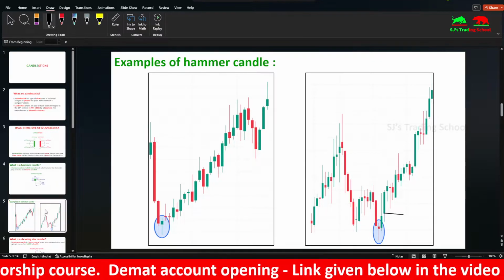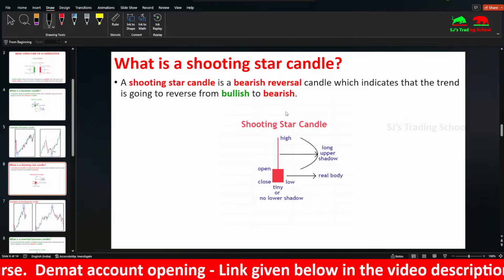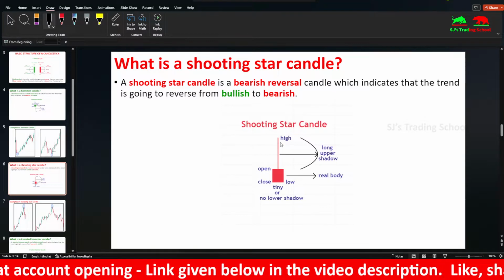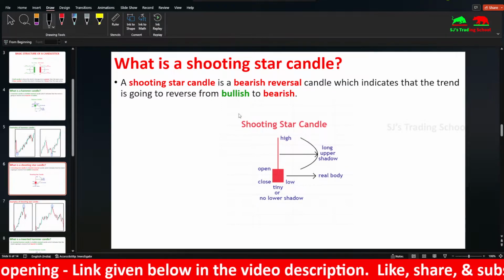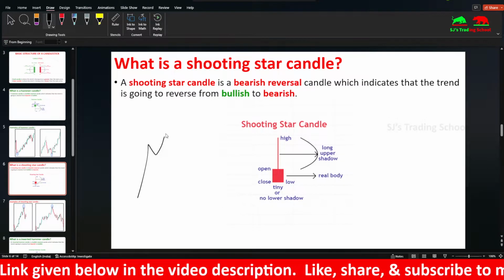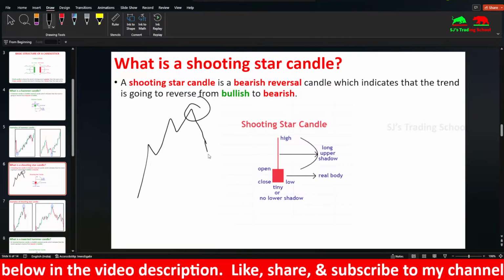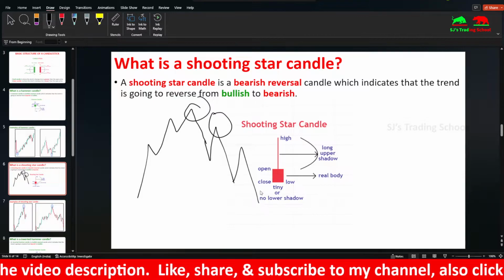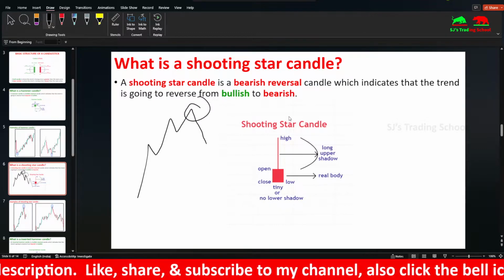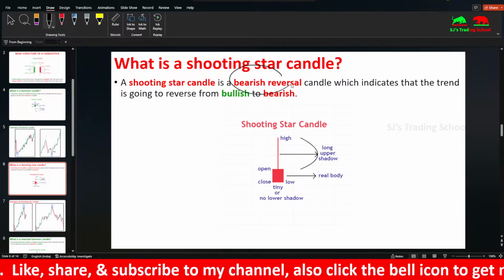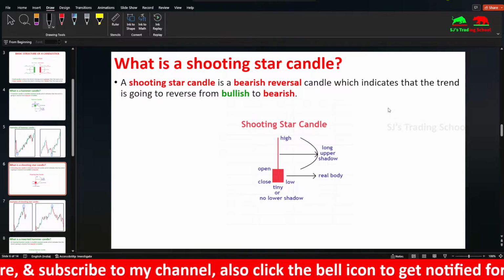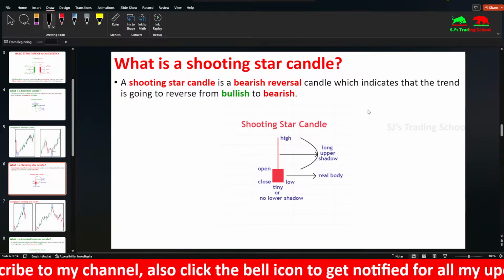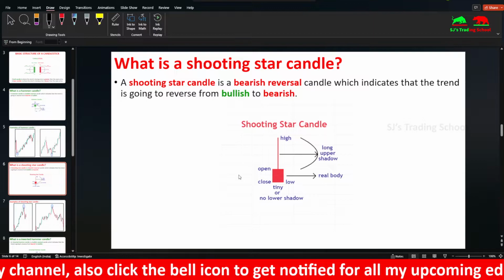So next, coming to the shooting star. This is the opposite of the hammer. This occurs in an uptrend. It occurs here, or it occurs here, or it occurs here. So, a shooting star candle is a bearish reversal candle, which indicates that the trend is going to reverse from bullish to bearish.